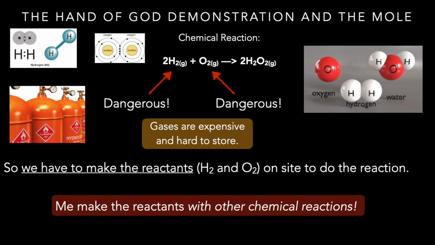Hydrogen gas and oxygen gas are dangerous chemicals, and we don't store them because they're expensive and dangerous to store. So in order to do this reaction, we actually have to make the reactants on site by doing other chemical reactions. And by doing this, we can learn how important it is to understand the mole in chemistry.